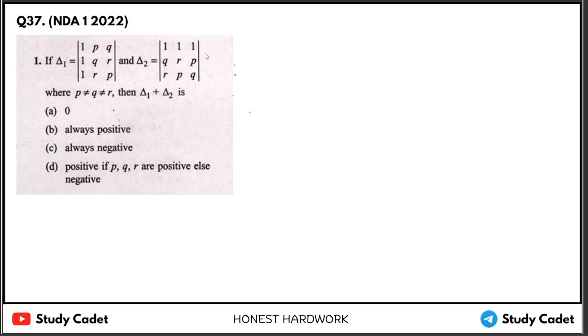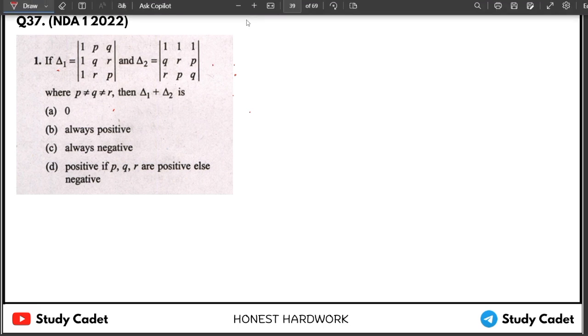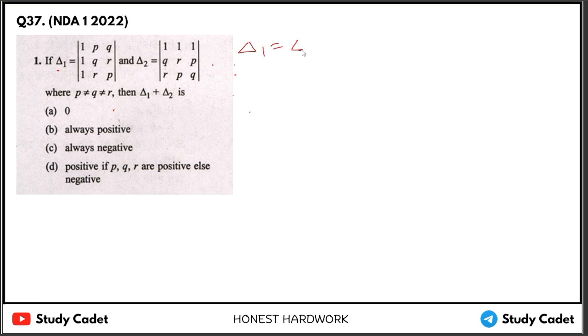Okay, let's see this question 37. Delta 1 this, delta 2 this, and is it positive, negative, or what? Okay, if we see both the determinants, then both are the same. When we transpose determinant 1 and interchange two rows, two columns basically, then it will be the same as delta 2. So delta 1 and delta 2 both values are the same.